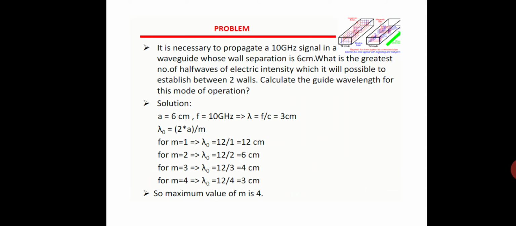a equals 6 cm, frequency is 10 GHz and wavelength is c upon f, 3 cm. So λ0 can be calculated as 2a upon m, where m equals 1, 2, 3 and 4. For m equals 1, λ0 is 12 centimeter; m equals 2, λ0 is 6 centimeter; m equals 3, λ0 is 4 centimeter; m equals 4, λ0 is 3 centimeter. So the maximum value of m is 4.